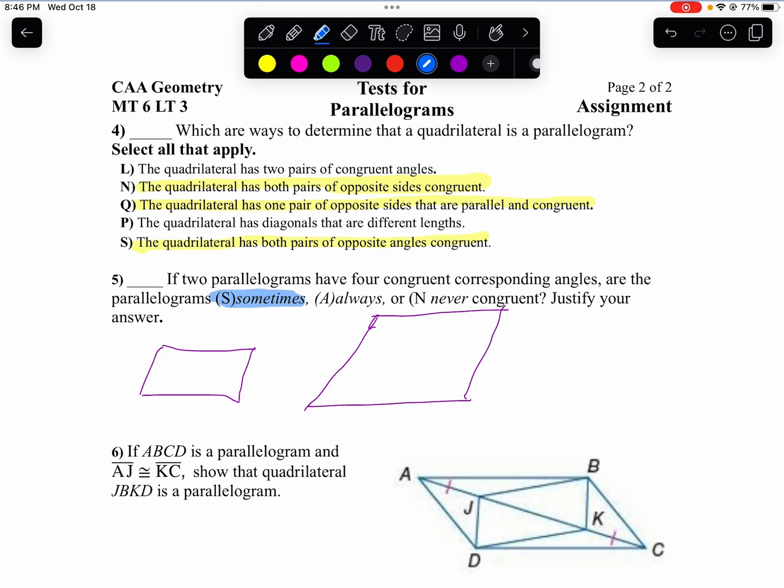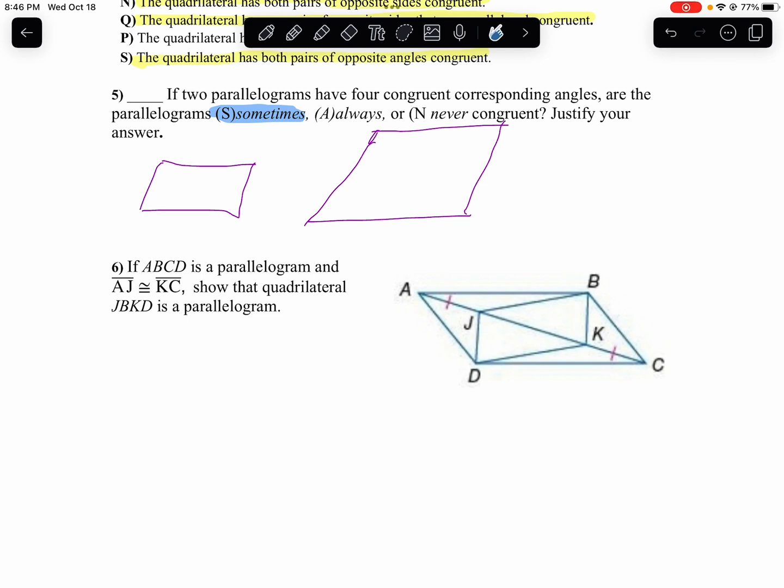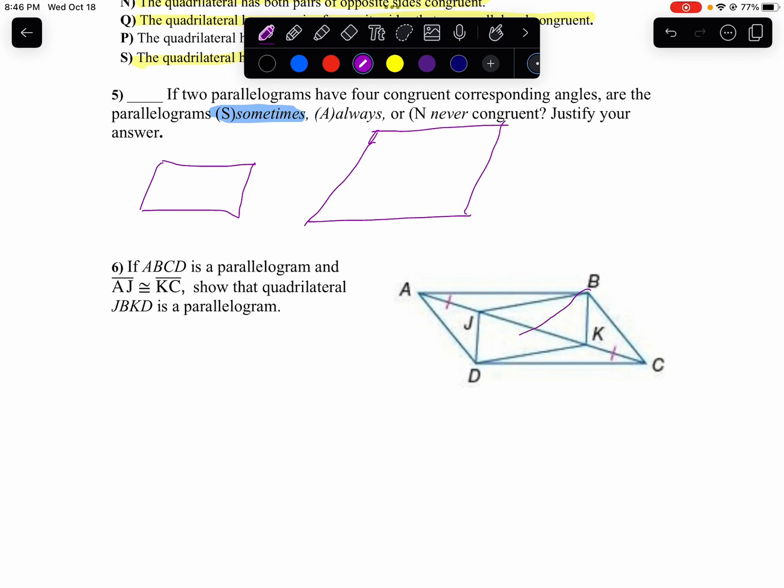And question number 6, if we take a look at that one, we're told ABCD is a parallelogram, and we're told AJ is congruent to KC. Show me that JBKD, the small one, is a parallelogram. Well, remember, in a parallelogram, the diagonals bisect each other. So I'm going to draw in the big diagonal. I'm looking at ABCD. I draw in that big diagonal.